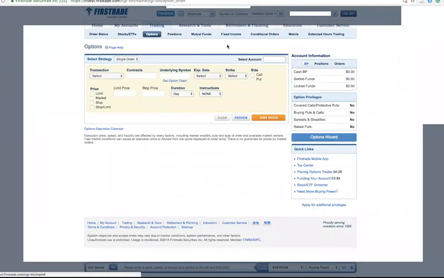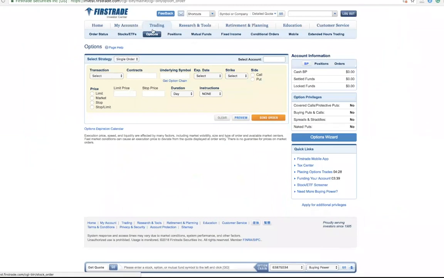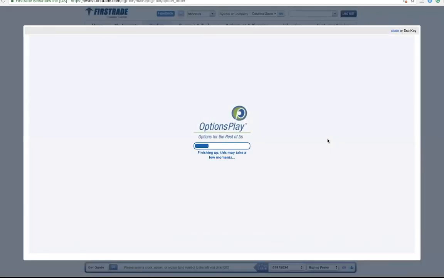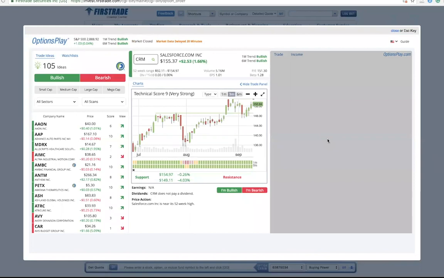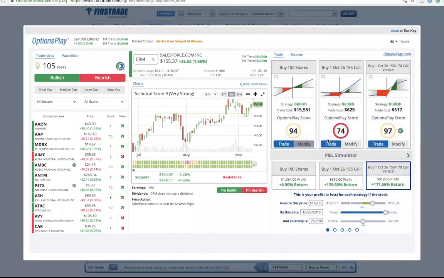So the OptionsPlay tool you guys can find under the Firstrade Options Trading tab. If you go to the Trading tab, click on Options, there's a button here on the right that says Options Wizard. I actually see a comment here. Can you give a few real-life examples? Absolutely. That's exactly what we're going to do here today.